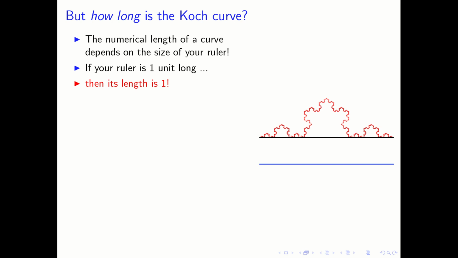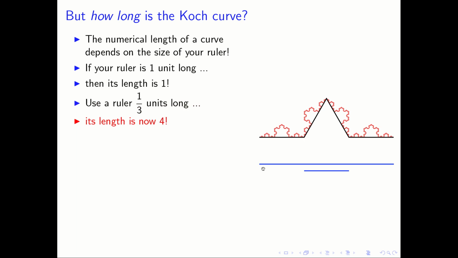However, if you had a smaller ruler, which is 1/3 unit long, now how many such rulers can fit and cover the entire curve? The answer is 4 of them.